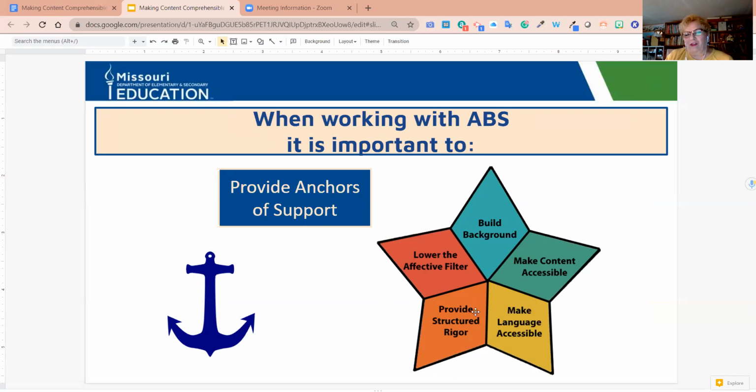Again, we want to structure so that we're providing the same rigor in our instruction for them as we do all other students. We don't want to lose that in the process. We also want to lower the affective filter and make them comfortable to take chances in our classroom when we're working with them. So those are 5 things we want to keep in mind as we go forward.